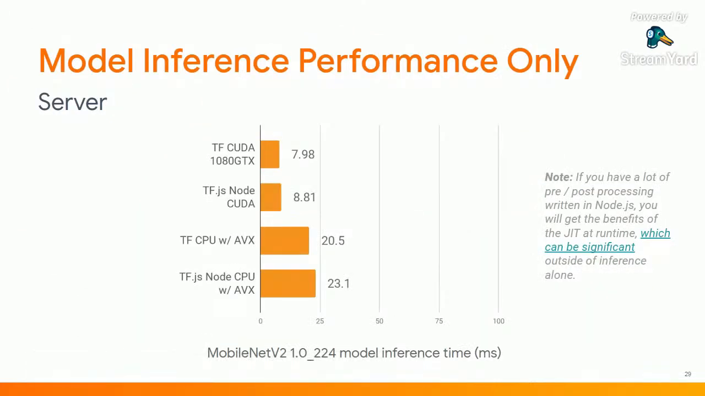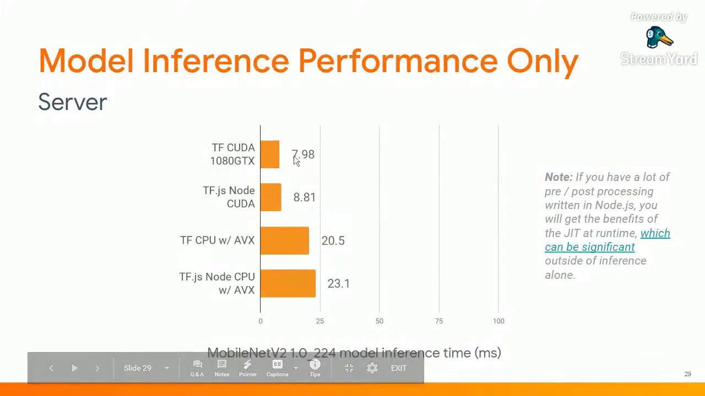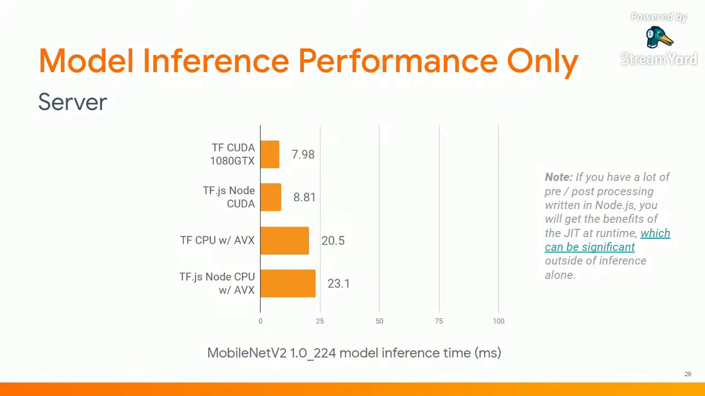So let's look at performance then. This graph shows an example for MobileNet v2, which is image recognition. You can see that when we're executing on the graphics card in Python, we get an inference speed, which is the time it takes to use the machine learning model, of 7.98 milliseconds. In JavaScript, in Node.js, it's just 8.81 milliseconds. This is within the margin of error of the server just having to do something else at that moment in time. There's only a millisecond or two difference here.